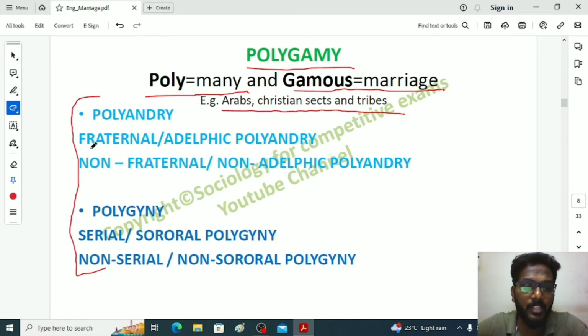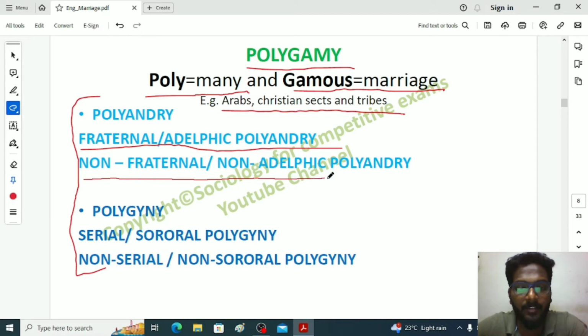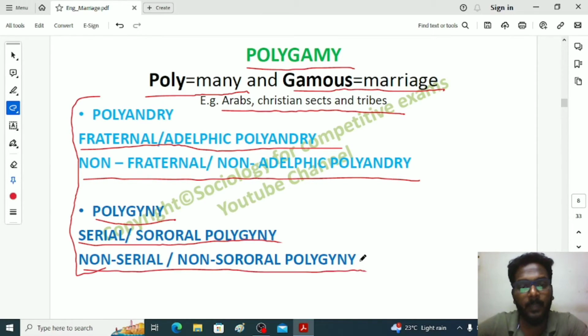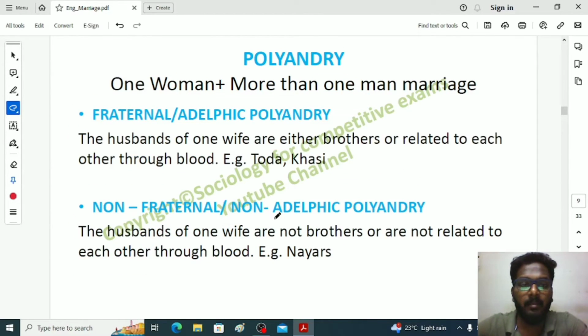Further, polyandry has two different forms: fraternal or adelphic polyandry, and non-fraternal or non-adelphic polyandry. Next we have polygyny. It has two different forms: serial or sororal polygyny, and non-serial or non-sororal polygyny. Now I will discuss what is fraternal or adelphic polyandry.